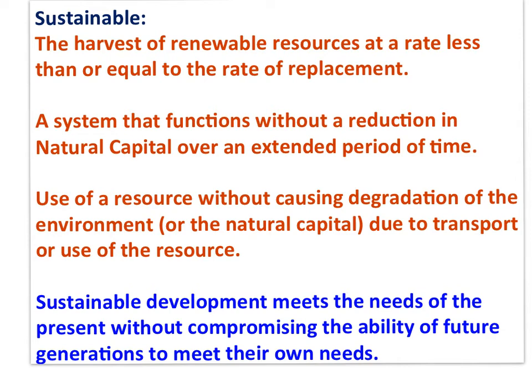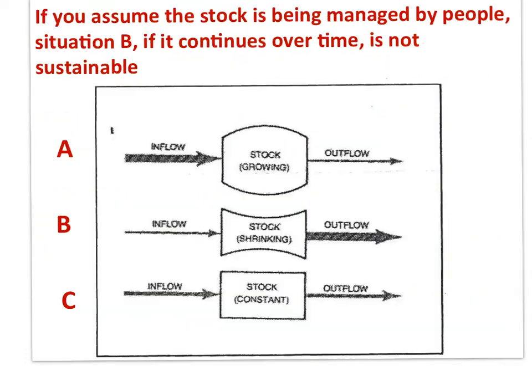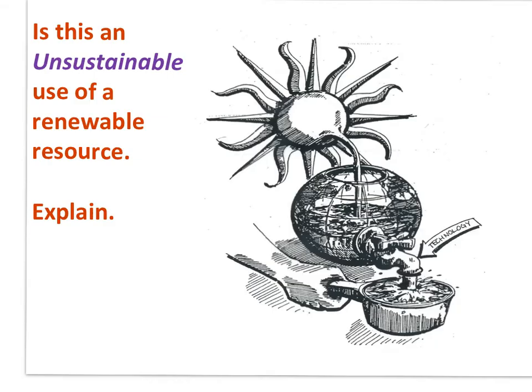But let's specify some definitions for sustainability. It's the harvest of renewable resources at a rate less than or equal to the rate of replacement, a system that functions without a reduction in the natural capital over an extended period of time, the use of a resource without causing degradation of the environment or the natural capital due to transport or use of the resource. And remember that sustainable development meets the needs of the present without compromising the ability of future generations to meet their own needs. If you assume the stock is being managed by people, situation B, if it continues over time, is not sustainable. Here is a diagram of unsustainable resource use due to technology that has accelerated the harvest to be greater than the natural rate of replacement.